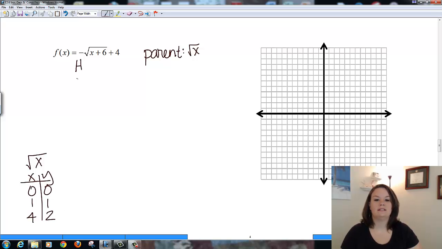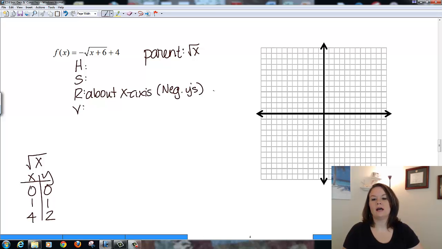So I'm going to go ahead and identify my transformations. I write HSRV. Okay, I have 3 transformations. This negative outside the function is going to be a reflection. Since it's outside, it's negating my y's, which reflects it about the x-axis. Okay, so I'm going to negate my y's.